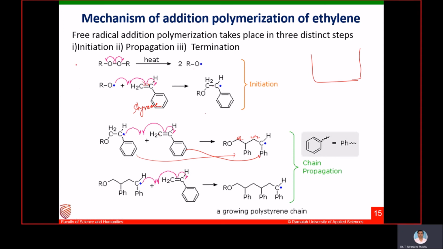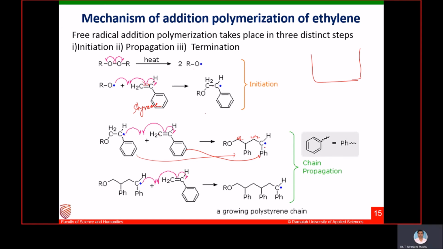First, this is the initiation step. This is radical formation. This is chain growth or propagation. So many number of such monomers get attached or linked together to form a long chain. Okay, this chain growth continues.